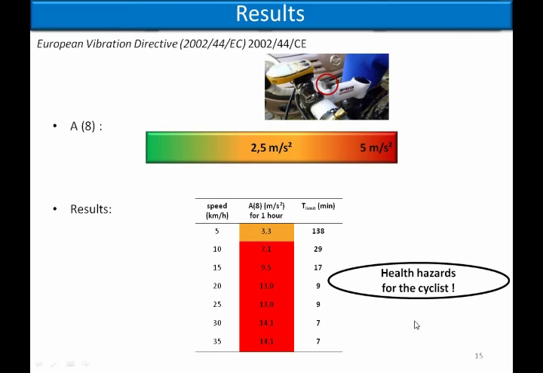Our results show that the exposure dose is very high. According to the standards and guidelines of the world of work, the maximal acceptable duration is only 7 minutes at 35 km per hour. In comparison, for the Paris-Roubaix race, the duration on the cobblestones can be up to 1 hour and 30 minutes.